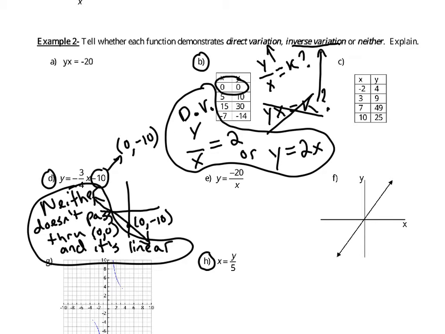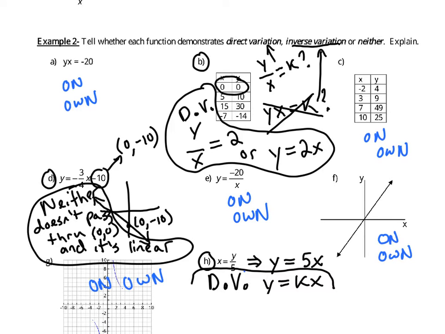Moving to letter H, hopefully you can recognize here that if I multiply both sides of this particular equation by 5, I end up producing y equals 5x. Well, since this is in the form y equals kx, it must be direct variation, and this is direct variation of the linear type. Please take a moment to try example 2a, c, e, f, and g on your own and have them ready to check for tomorrow. Please be sure to explain your answers.